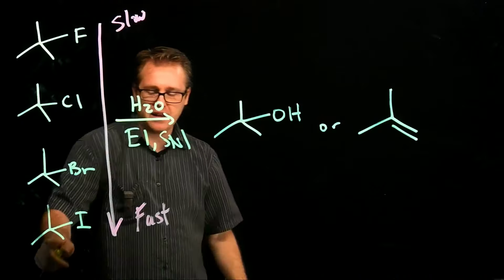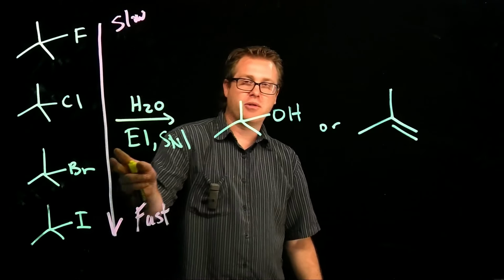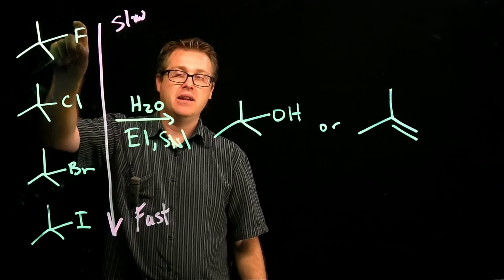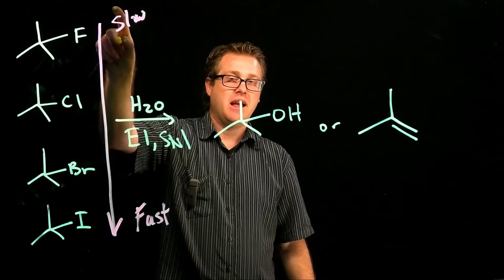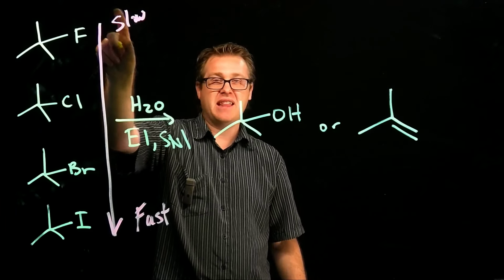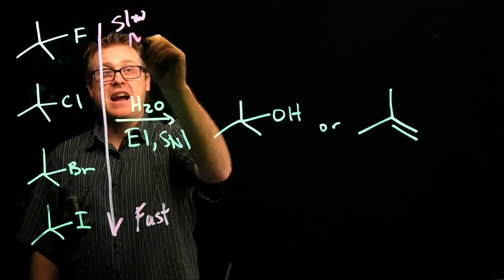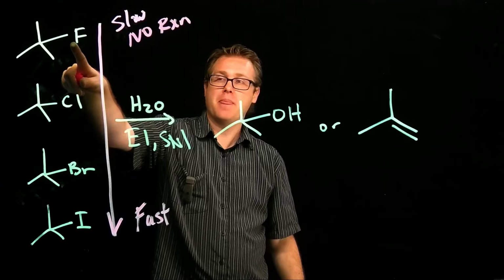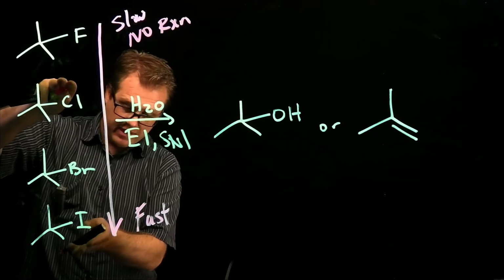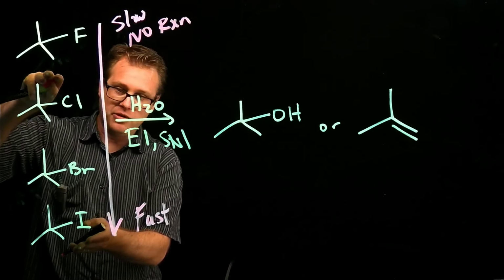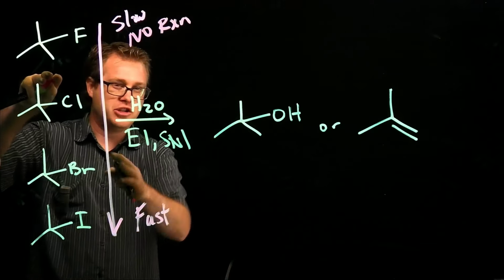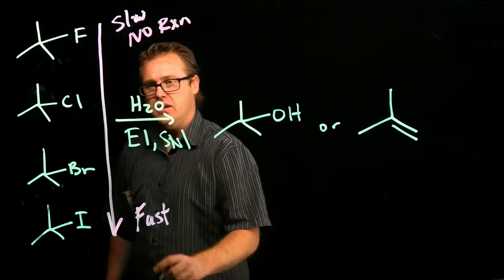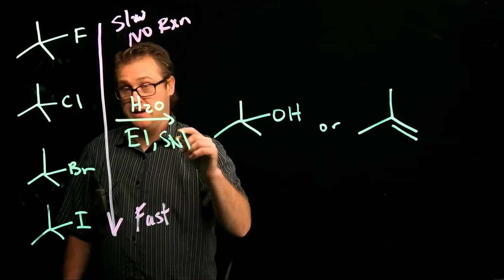So if you have an alkyl halide with an iodine, it's going to react the fastest. Whereas when you have a fluorine, it is so slow that it's totally impractical, so we basically say that there's no reaction when we have fluorine. It's really just these 3 right here that we use for alkyl halides to do our reactions with when we're talking about E1 and SN1.